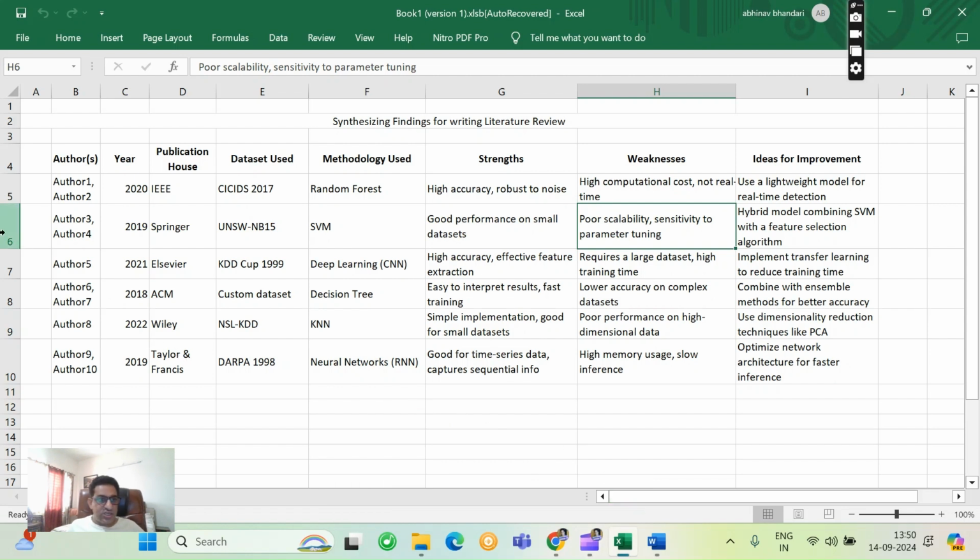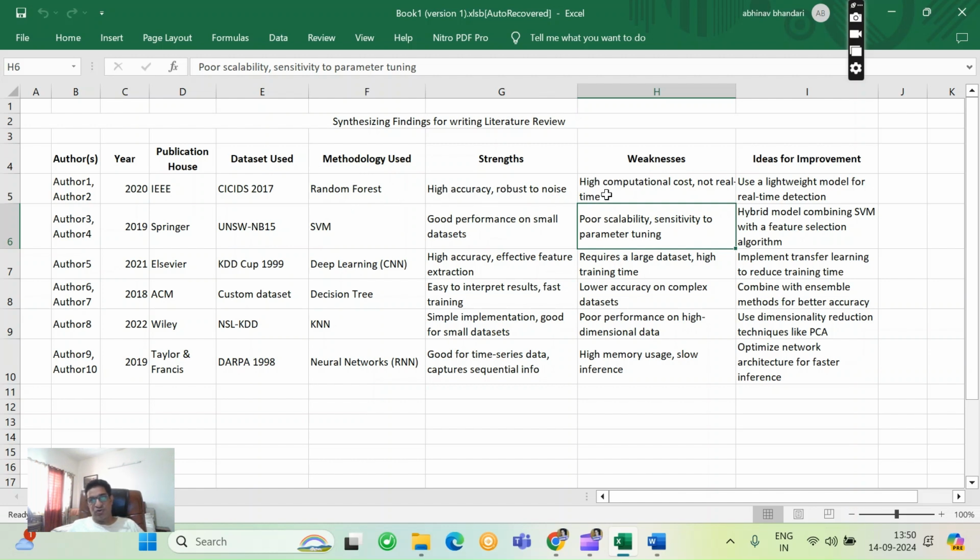So this is the Excel sheet. You will see certain columns here: author, year, publication house, dataset used, methodology used, strength, weaknesses, and ideas for improvement. You have to do this for every paper which you read, because we are synthesizing the findings for writing the literature review. Like the authors are author one, two, and in which year it has been published. The first publication house is IEEE, the dataset used by the paper is this, and the methodology is machine learning. They have used random forest.